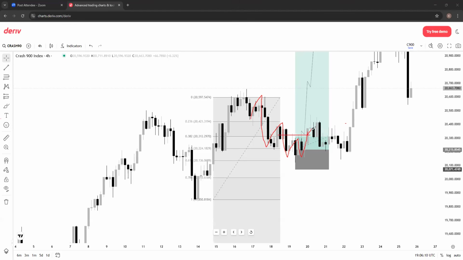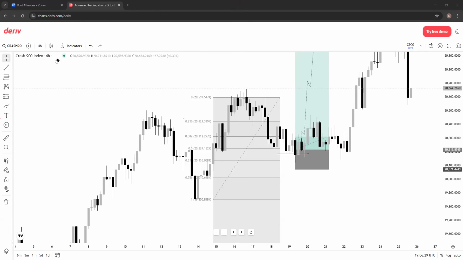My entry was around this area over here, and it never broke that area, and then it shot straight up. Even up to now, it still has to buy.